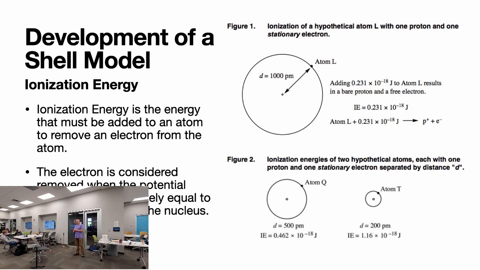And this says that if you add 0.231 times 10 to the negative 18th joules, that will remove the electron. Now, I understand the scientific notation there looks a little weird because they don't have a number to the left of the decimal point, but there's reasons that you would do that.